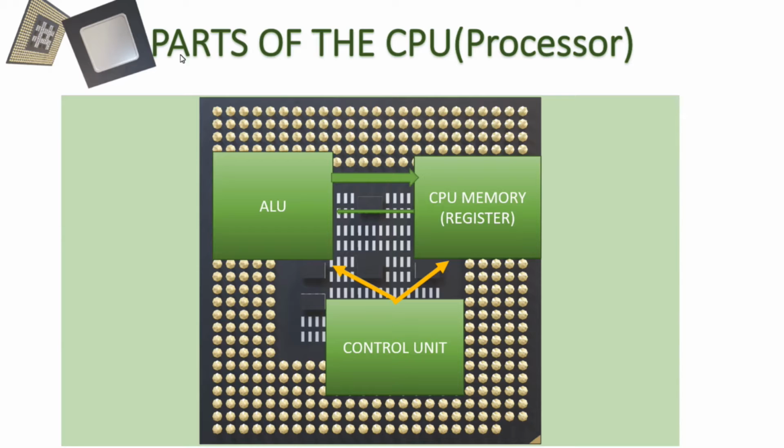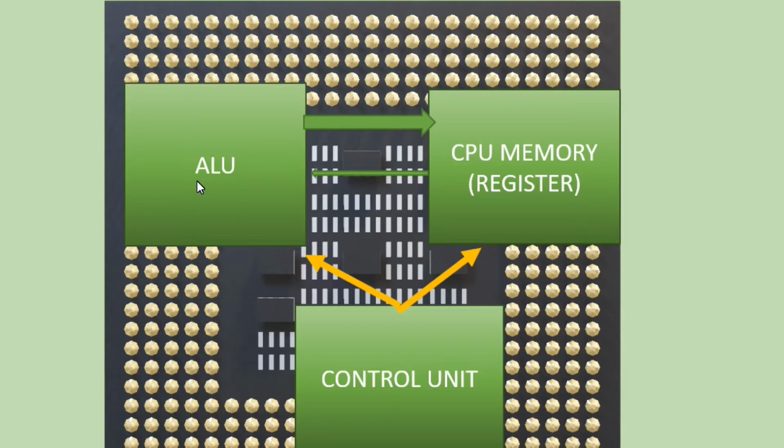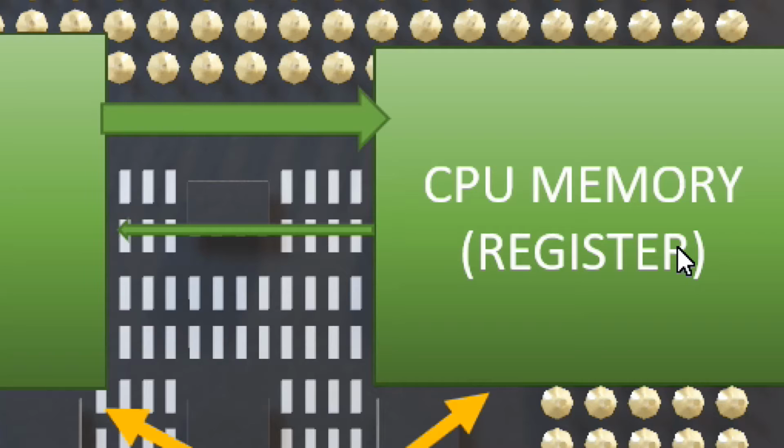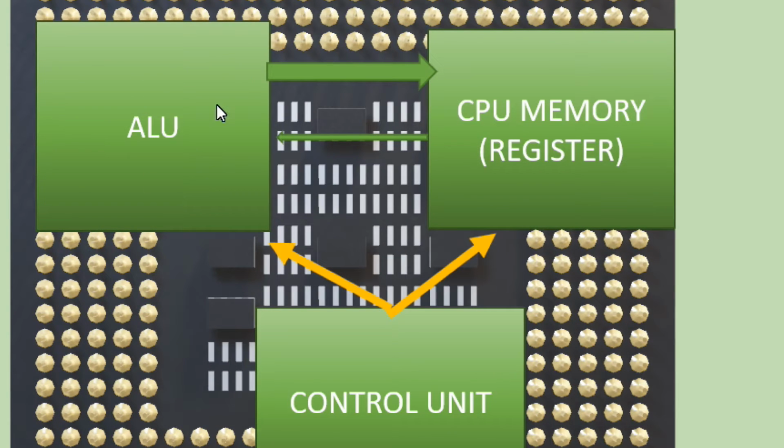Now we are going to see parts of the CPU or parts of the processor. CPU can be divided into three parts. First one is arithmetic logic unit, second is CPU memory, then control unit. CPU memory is register.